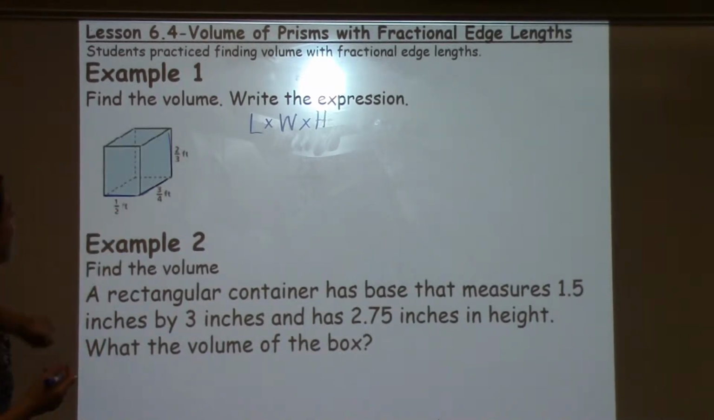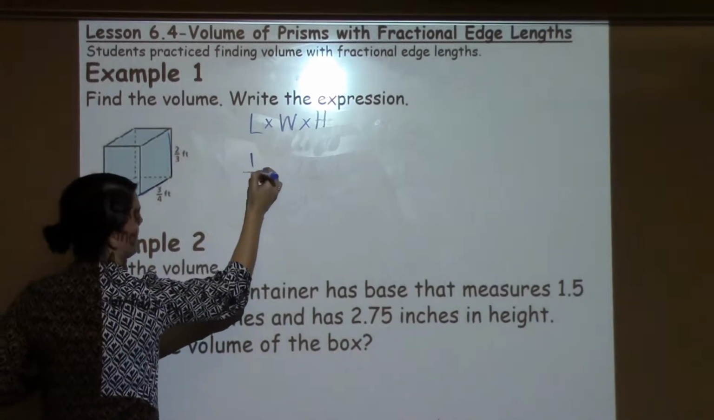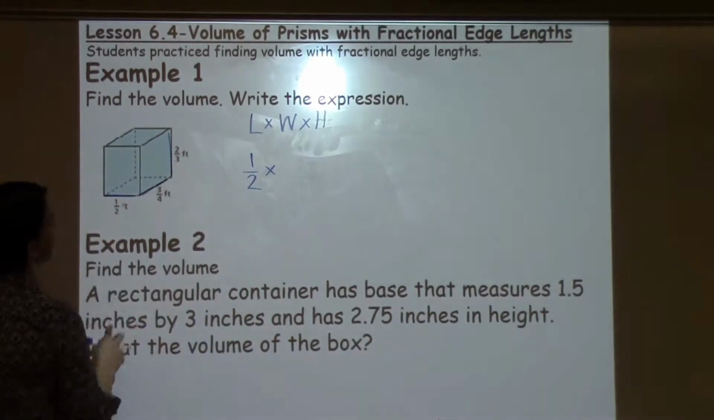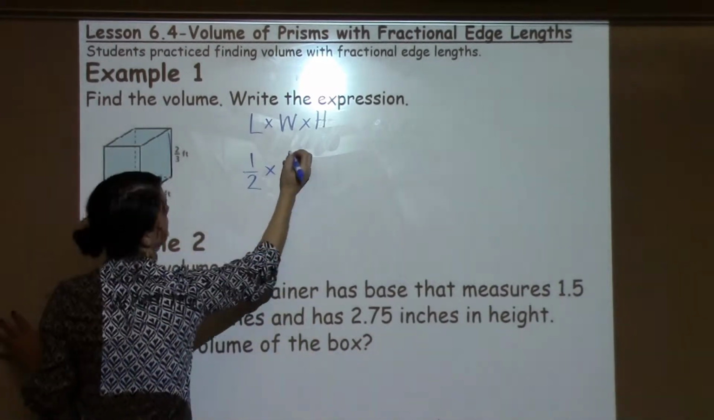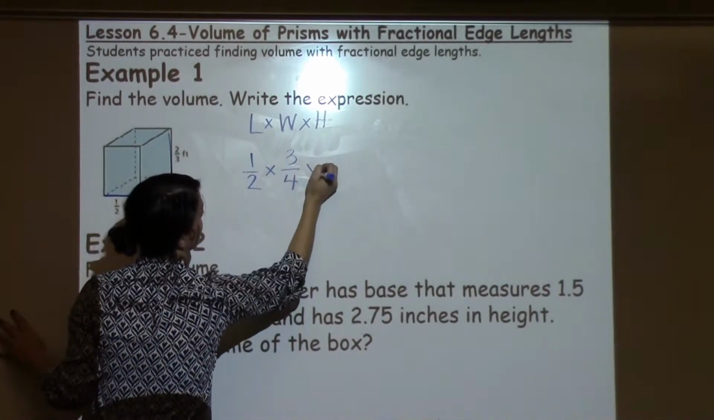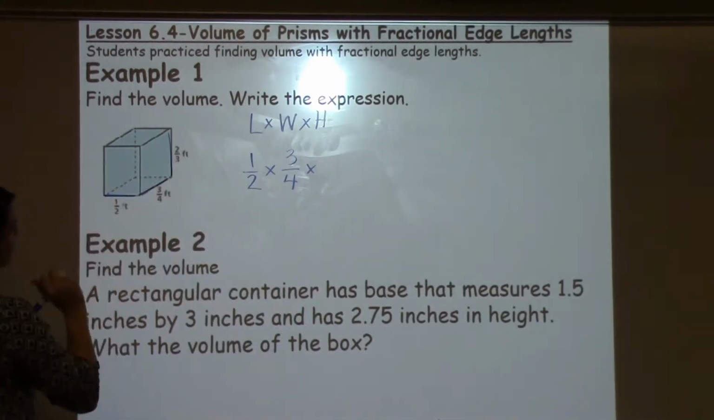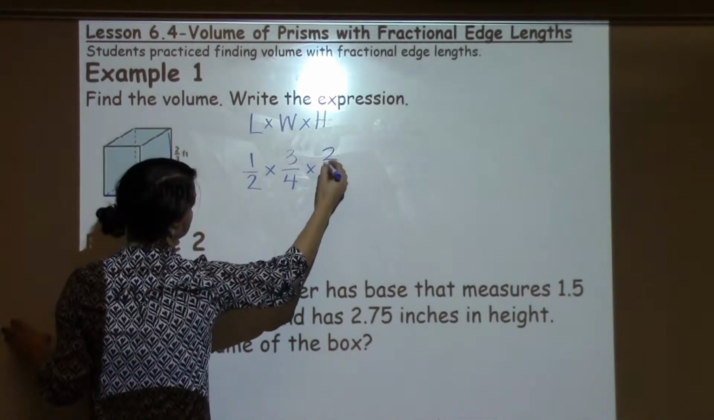So the length is how long the shape is. So that's going to be 1/2. Then how wide something is or how thick it is, 3/4 in this example. And then how tall it is, the height would be 2/3.